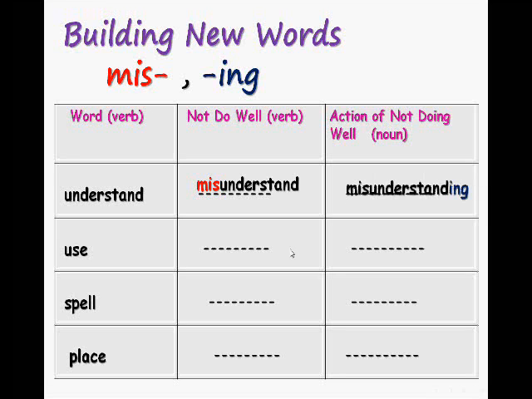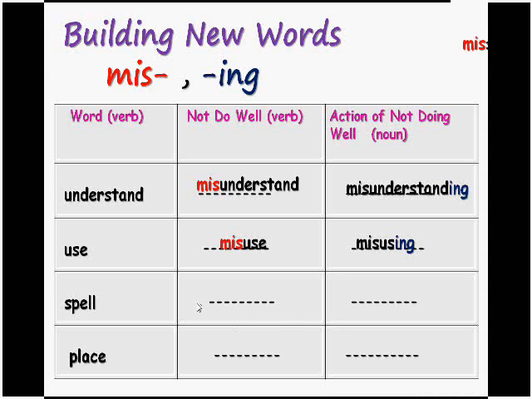The action of not doing well, so it's going to be what? Misunderstanding. So of course, remember here we have doing, then it will be the same here as ing. Use, not do well, again, as a verb is misuse. And we are all misusing our technology, okay, like mobiles, internet, and so on. The action of not doing well is again misusing.